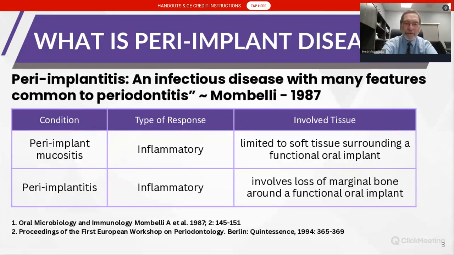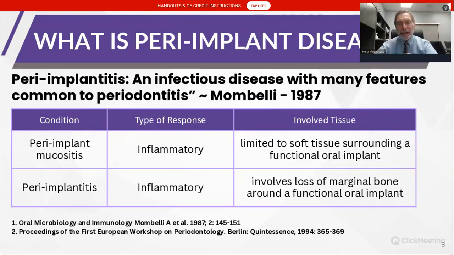Following that first definition of peri-implantitis, the first European workshop on periodontology refined the definitions. In fact, they termed peri-implant mucositis as an inflammatory response involving soft tissue surrounding a functional oral implant. Okay, so this is an inflammation of the soft tissue surrounding a functional oral implant, and they termed peri-implantitis similarly as an inflammatory response, but one that involves the loss of marginal bone, also around a functional oral implant.